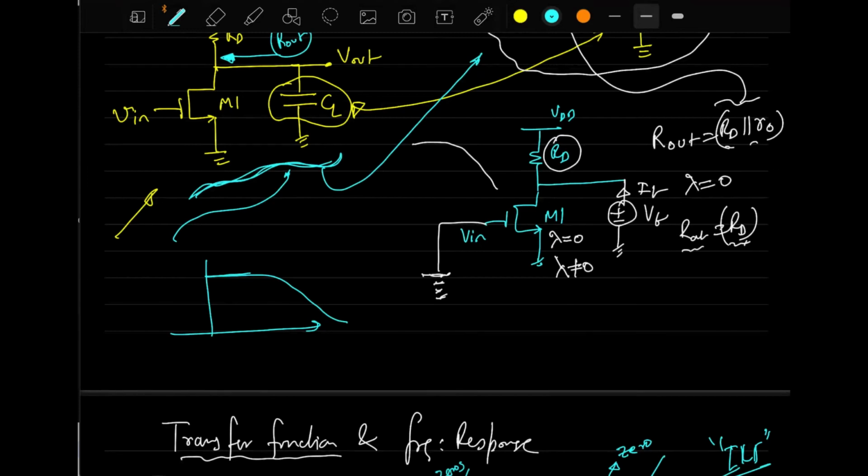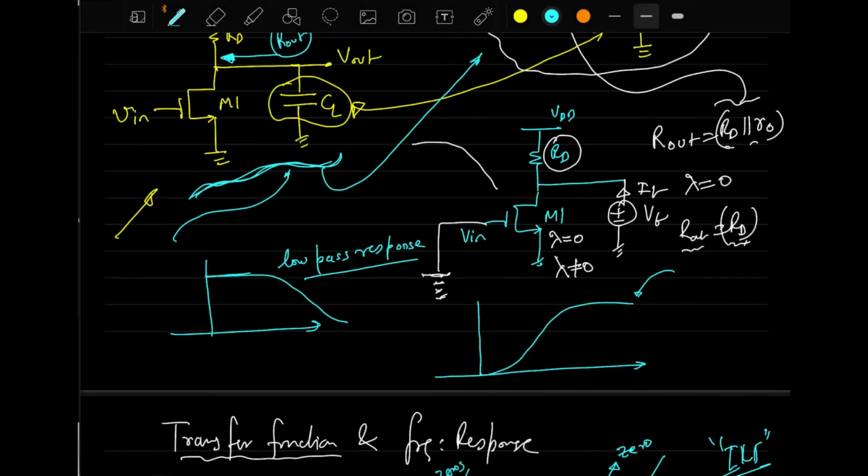Okay, so today we will discuss whether there is any architecture available which can do something like this. Can anybody tell me what kind of response this is? This one we are calling a low pass response, because it is passing the low frequencies and rejecting the high frequencies.